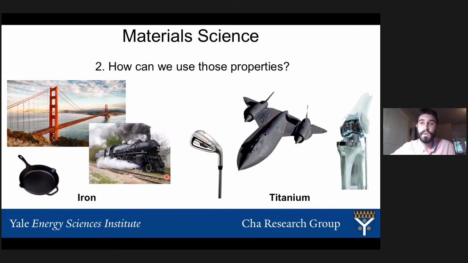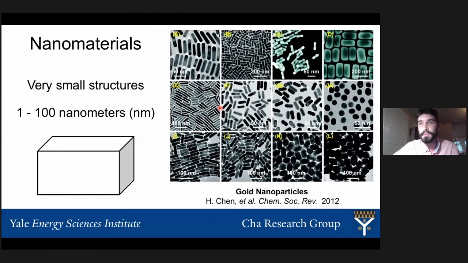Titanium, while being very attractive because it's both strong and lightweight, is quite a bit less abundant than iron, and therefore it's much more expensive. So it's really only used in certain niche applications like golf clubs, the aerospace industry, and also for surgical implants. So that's materials science in a nutshell. There's many different branches of materials science, and my specific branch deals with nanomaterials.